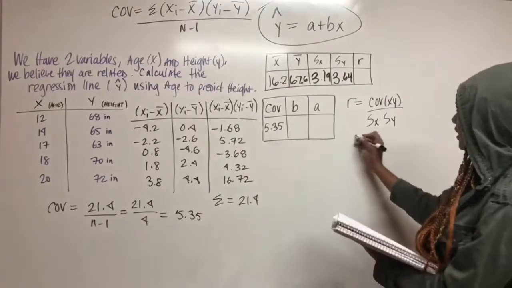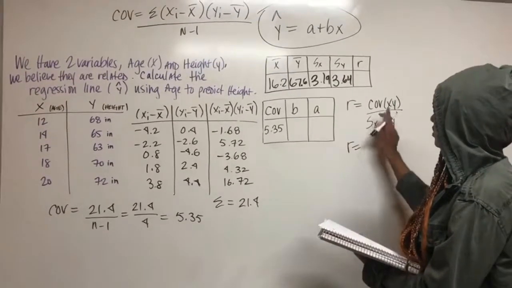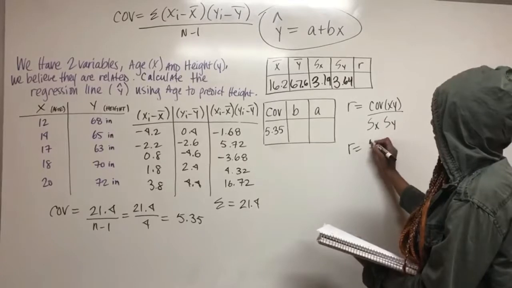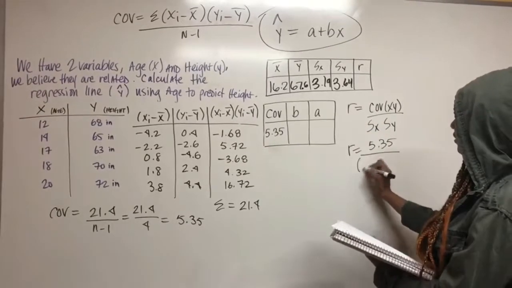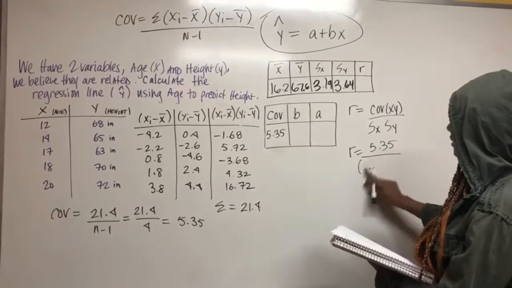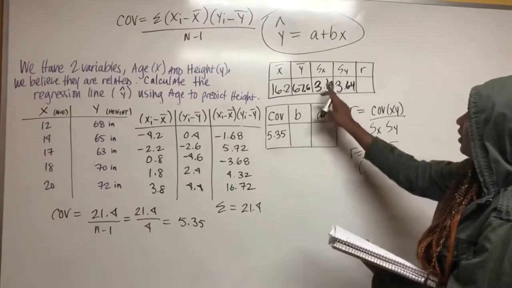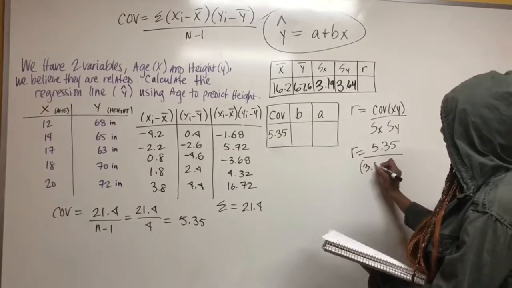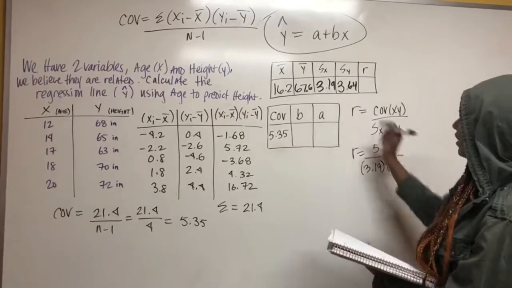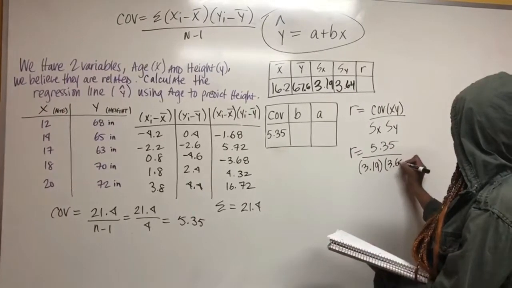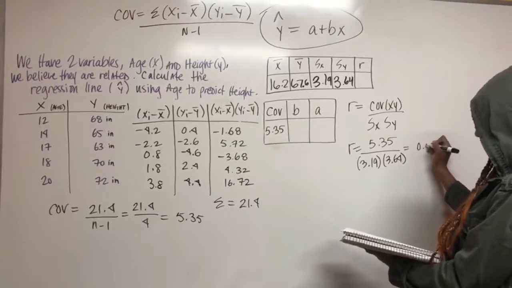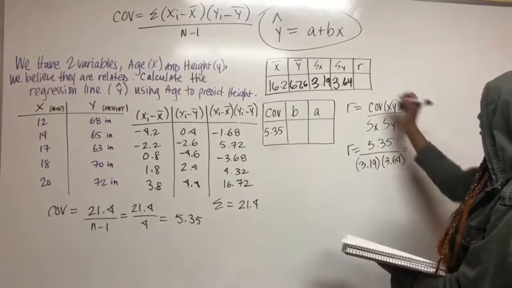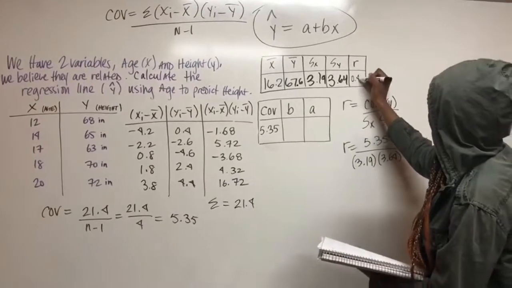So what I'm going to do, I'll just plug it in. So I have R equals 5.35 divided by Sx, which is 16. Oh, sorry, that's the mean. Sx is 3.19 times 3.64, I'll get an R of 0.46. So this is our R, so I'll fill it in here.